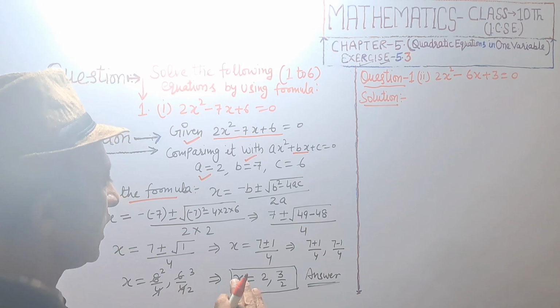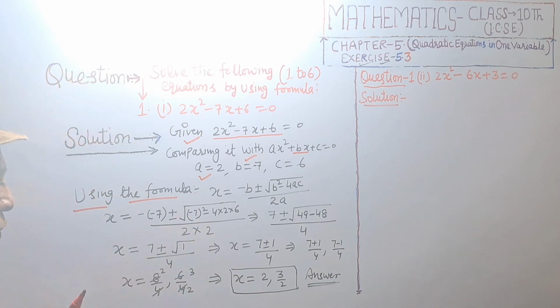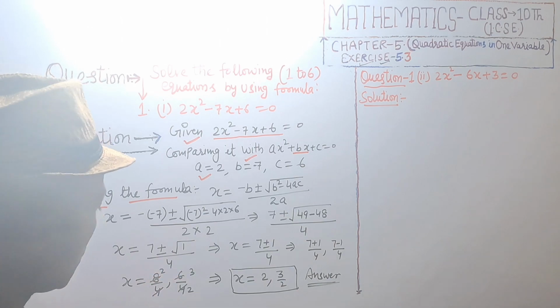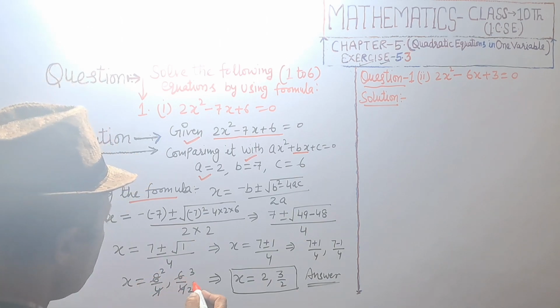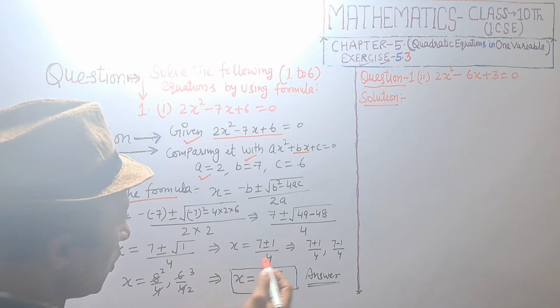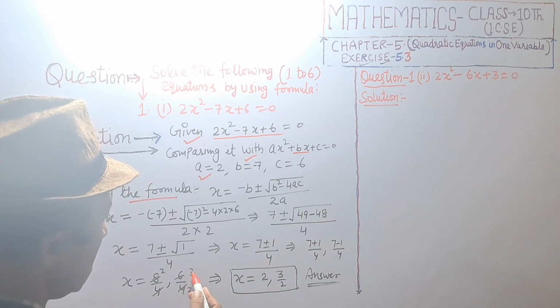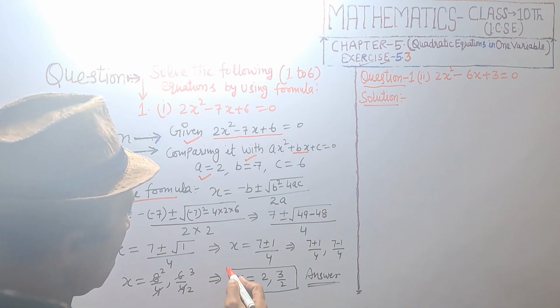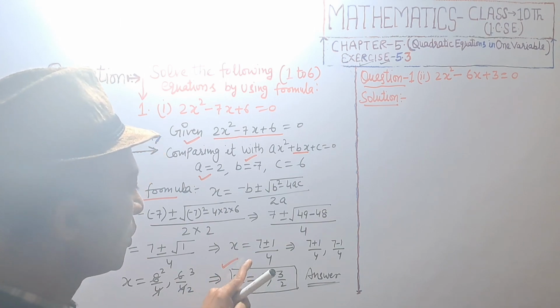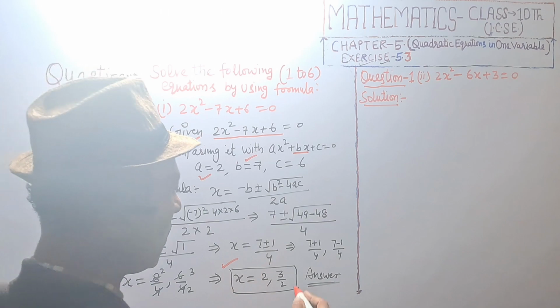It's a quadratic equation, and we get two roots, that is x is equal to 8 upon 4. 8 divided by 4 is 2, and 6 upon 4, 7 minus 1, that is 6 upon 4. 3 twos are 6 and 2 twos are 4. We get the value of x equal to 2, 3 upon 2. Answer.